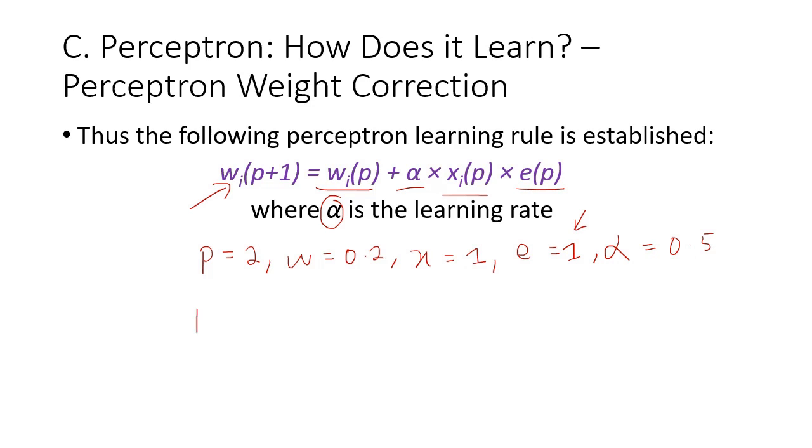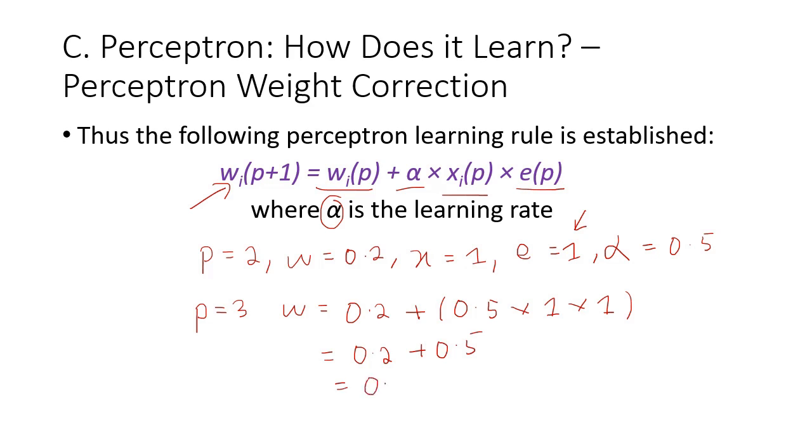Therefore, for p equals 3, or the next iteration, the weight will be 0.2 plus 0.5 times 1, which is the input, times 1, which is the error. And we get 0.2 plus 0.5 equals 0.7.